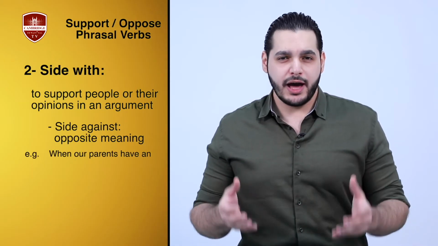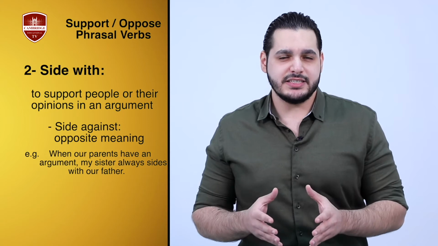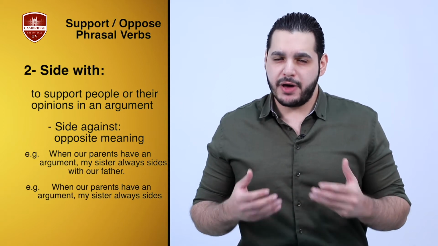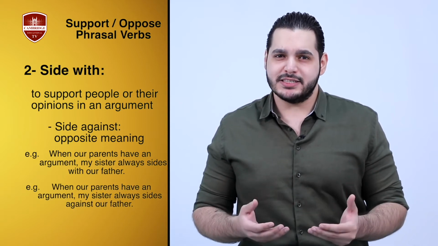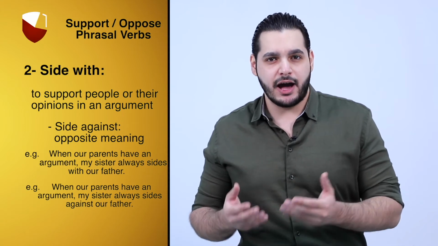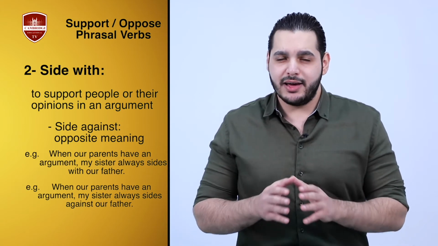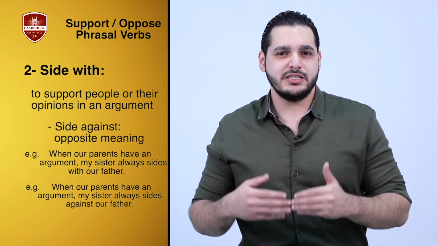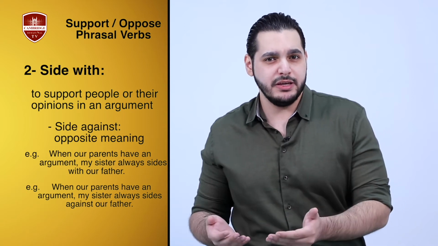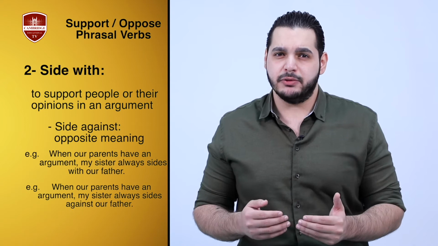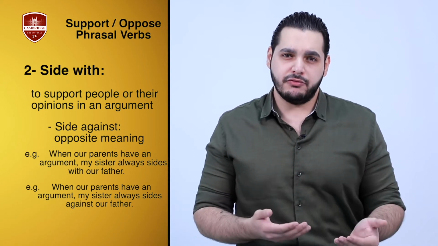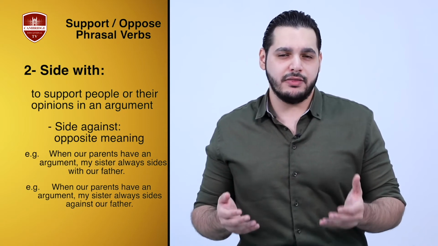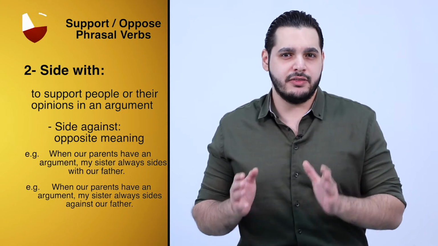Example 1, when our parents have an argument, my sister always sides with our father. Example 2, when our parents have an argument, my sister always sides against our father. Now, in the first example, I'm basically telling you that when my father and mother have an argument, my sister supports our father and supports his opinions in the argument. In the second example, I'm telling you that, again, when my father and mother have an argument, my sister supports our mother and her opinions in the argument. She doesn't support our father in this example.